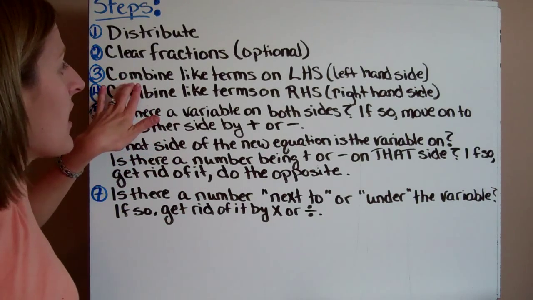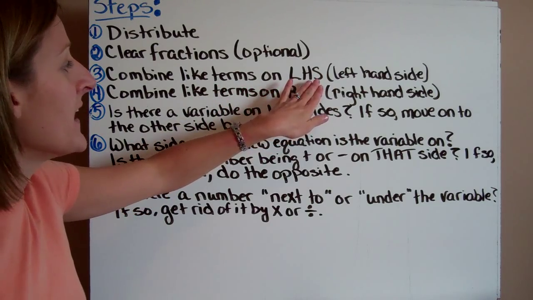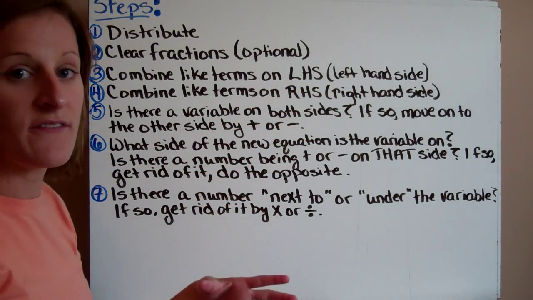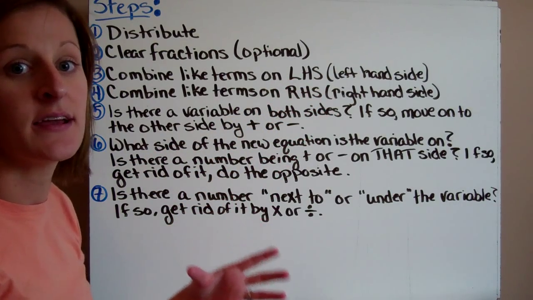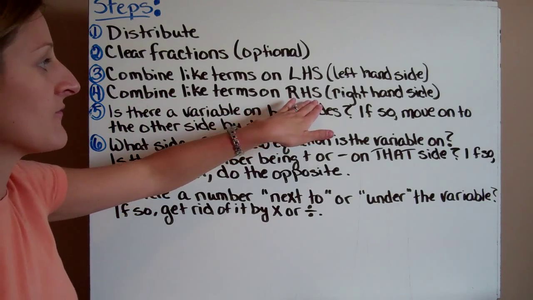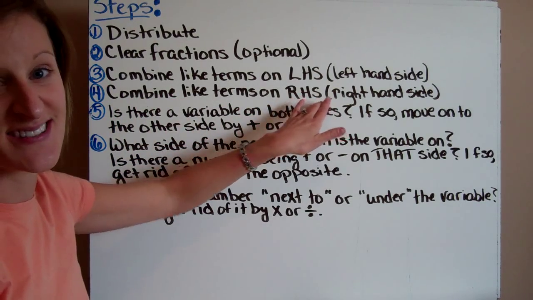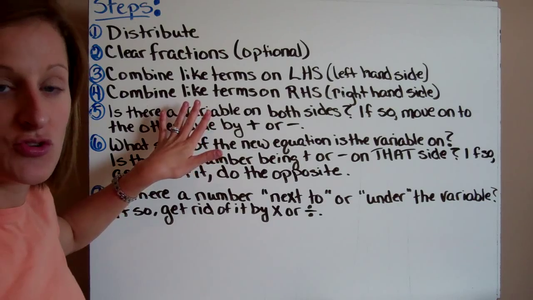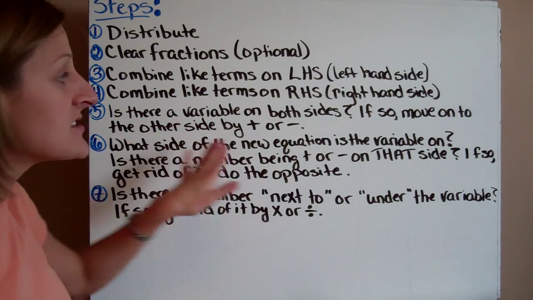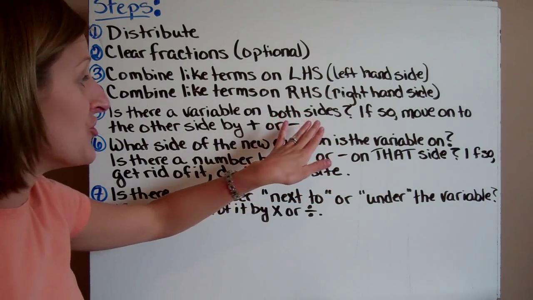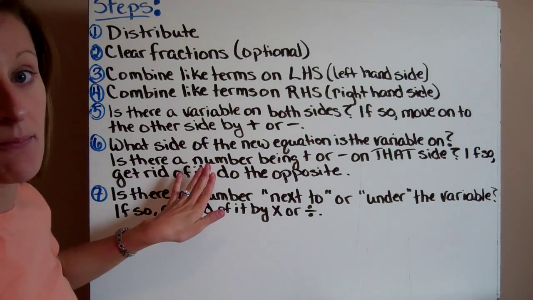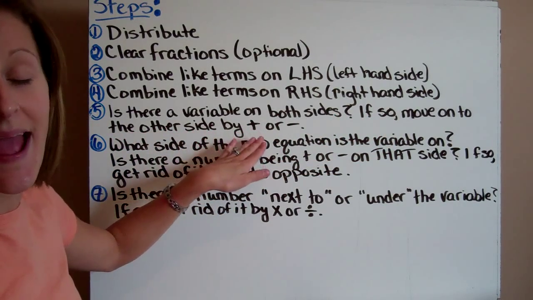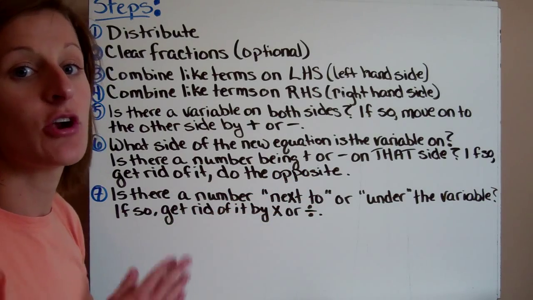The next one, you're going to combine all like terms on the LHS. That means left-hand side. So just on the left-hand side, if there's any terms you can combine, combine them. Then you're going to do the same thing for the right-hand side, and that's RHS, just so you don't have to write all of that out. Alright, so after you've done those 2 steps, you're going to ask yourself, is there a variable on both sides? If there's not, leave that alone, go to the 6th step. If there is, you need to move one to the other side by adding or subtracting. So you need to move that variable to the other side.